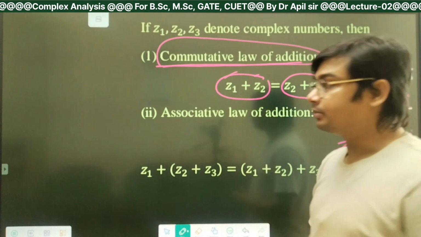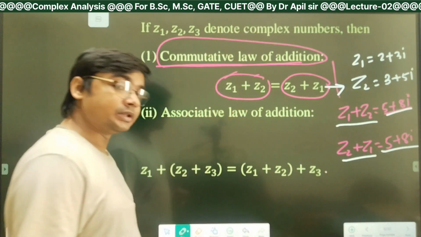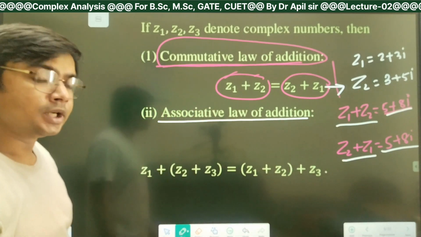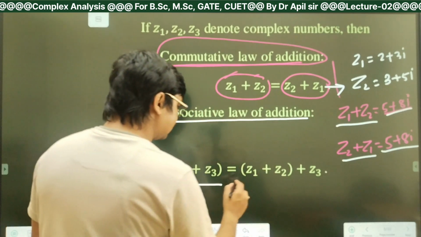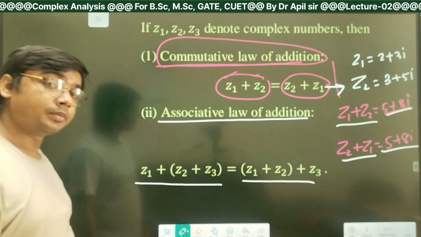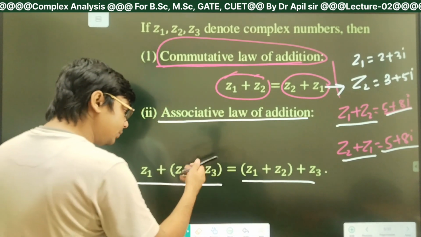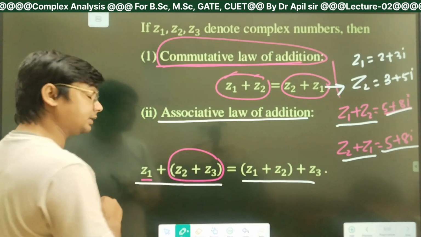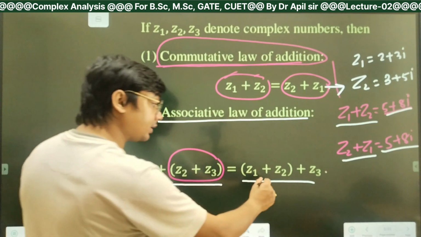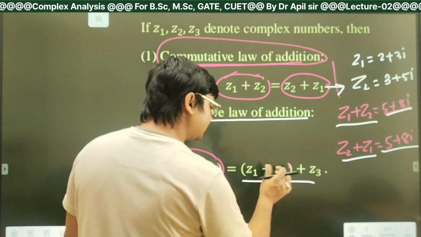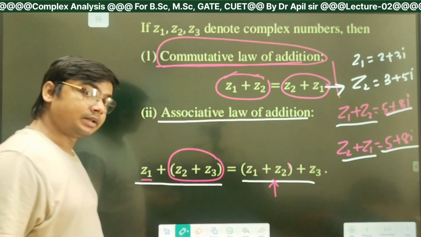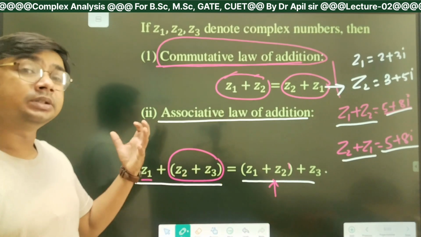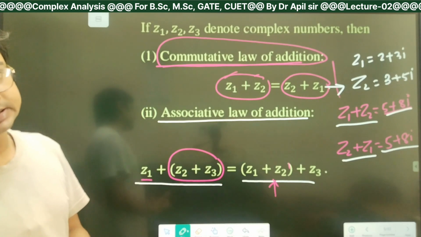Another more important property is the associative property. Here, first of all we take the sum of these two, and after that we take the sum with this one. But on the right side, we take the sum of the first one and the last one, right? If these two values are equal, then we say the associative property is satisfied, right?